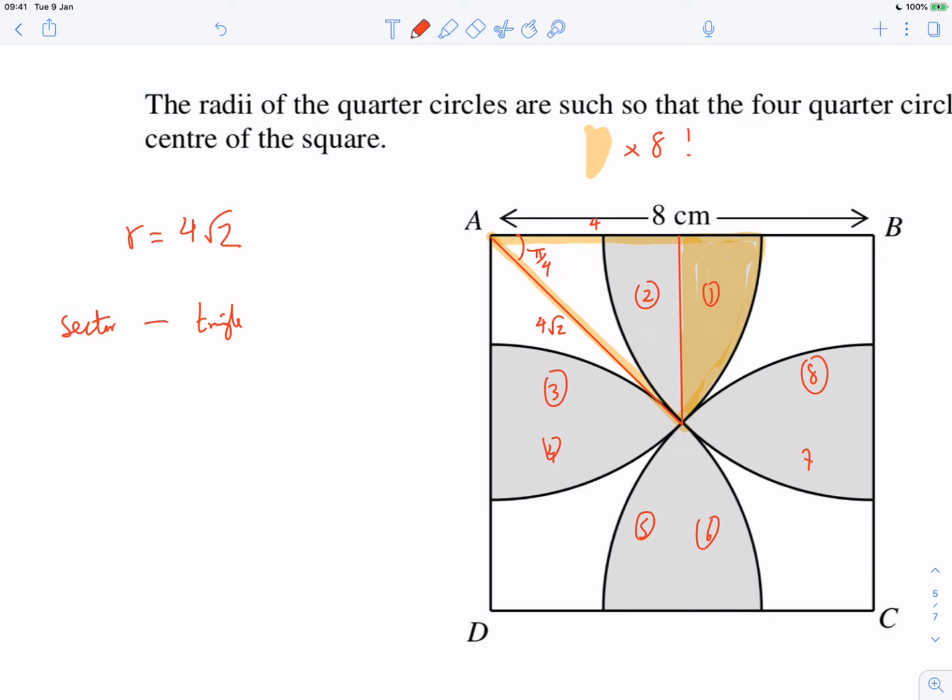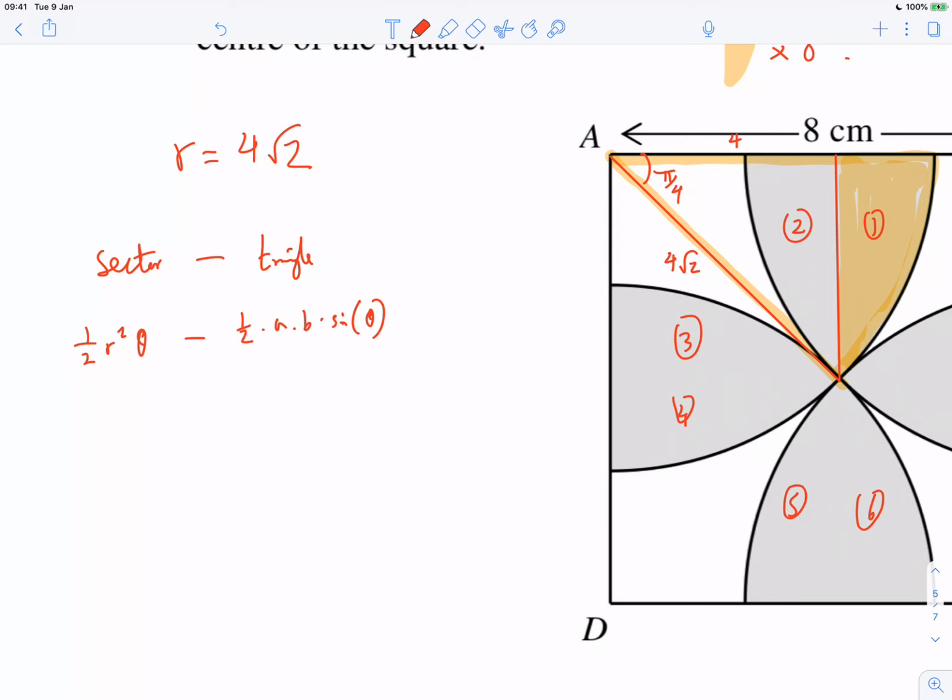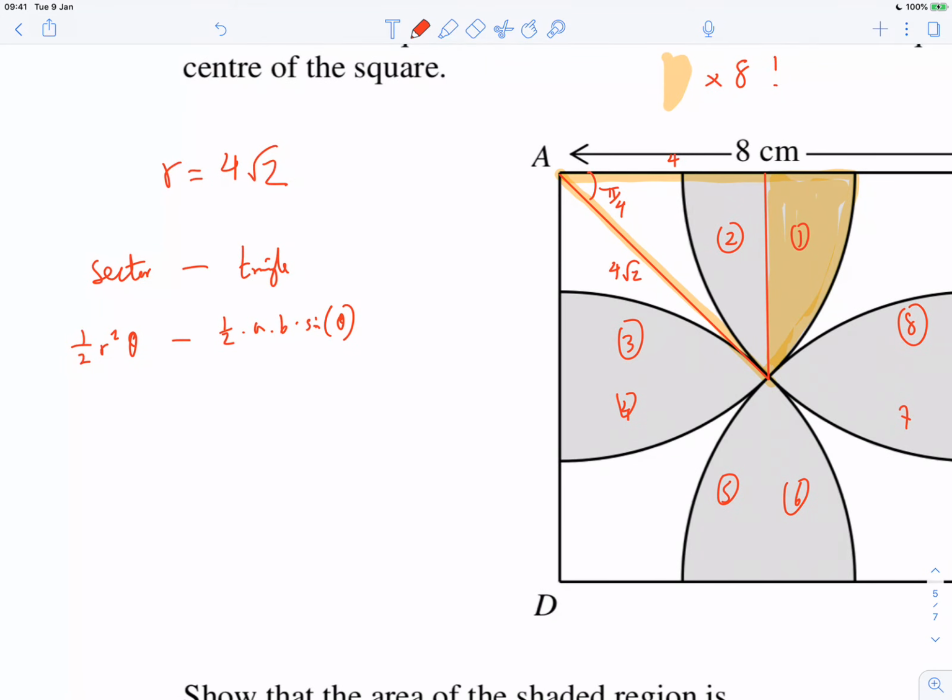Now I'm ready. The area of the sector, which is a half r squared theta, minus the triangle, which I think I can just get away with. It's just half base times height, but we can do it as half of a times b times sine of the angle. So let's deal with it. The sector: it's a half of 4 root 2 squared times the angle, which is pi over 4, minus, and then for the triangle it's going to be half of one side, which is 4, times the other side, which is 4 root 2, times sine of the angle, which is pi over 4.